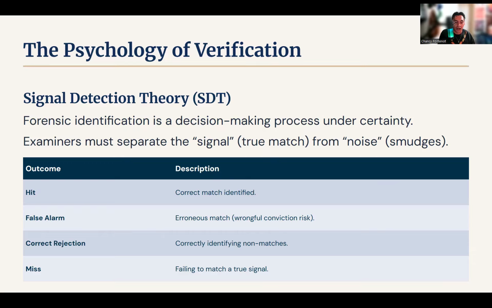A hit correctly catches a criminal, and a correct rejection clears an innocent person. But if an examiner is fed outside case details, like being told a suspect had already confessed, it subconsciously lowers their threshold, and this bias can actually trick them into declaring a match on a bad print. This is known as a false alarm and a wrongful conviction. On the other hand, if their threshold is too high, they can commit a miss, failing to identify a true match and letting a perpetrator walk free.